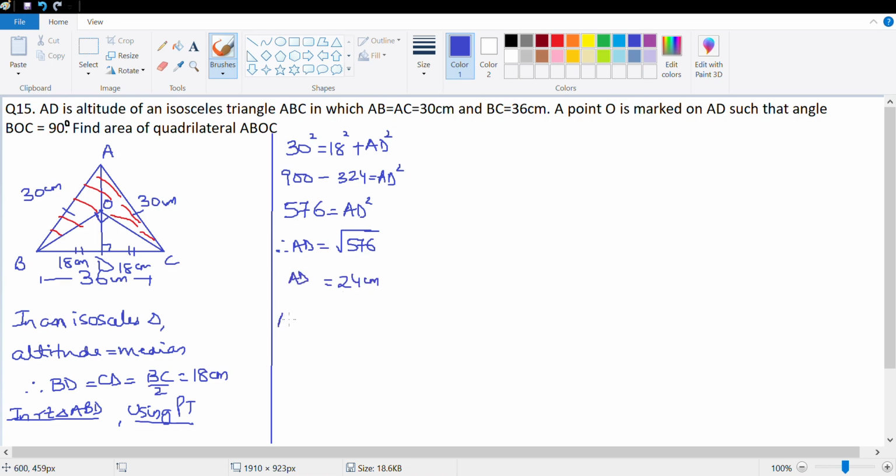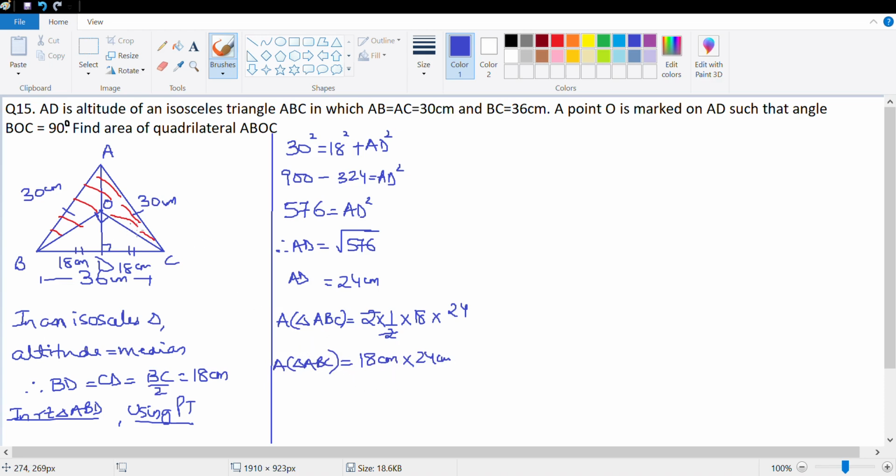Next, we will calculate area of triangle ABC, which would be 2 times the area of triangle ABD, which means 2 into half into base, in this case 18, into height, in this case 24. So 2 and half get cancelled. So that's 24 into 18. I will leave my answer here. I will not do the calculation further. Maybe I will be able to solve it without doing the calculation, because this will require some calculation.